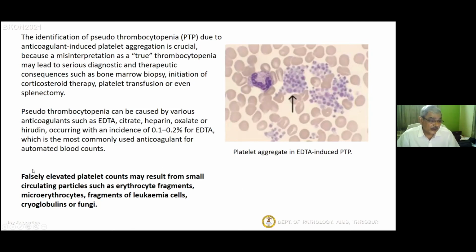Now, sometimes you can get falsely elevated platelet counts because of small circulating particles like erythrocyte fragments, microerythrocyte fragments, fragments of leukemic cells, and fragments of lymphoma cells. The fragmented red cells can be made out by the analyzer itself, because some of the analyzers do have a validated fragmented red cell flag. So that can be recognized. But the others, fragmented cytoplasm of the leukemic cells and lymphoma cells, etc., are generally difficult to pick up.